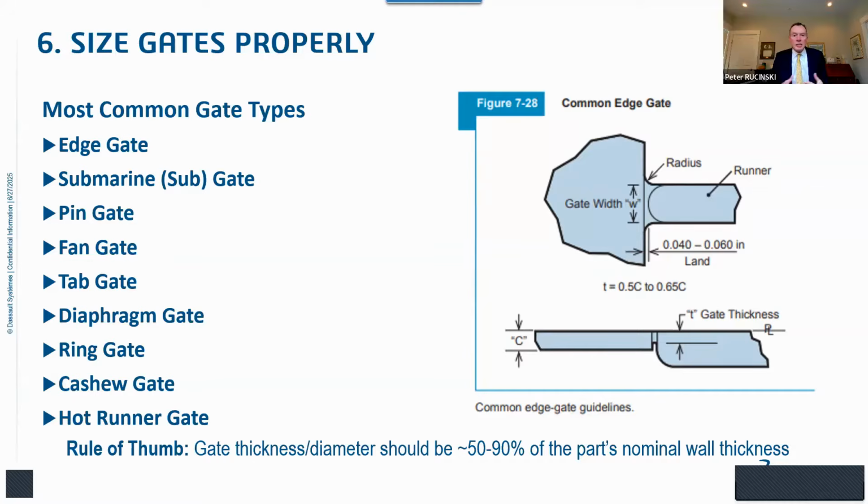I can't tell you how many times I see this problem where the gate is only 20 to 30% of the nominal wall thickness. So everything else is okay. Part design is okay. Mold design is generally okay. The gate is just too small to be able to fill and pack the entire mold cavity before the gate itself freezes off and you can't transmit any more pressure to your mold cavities.